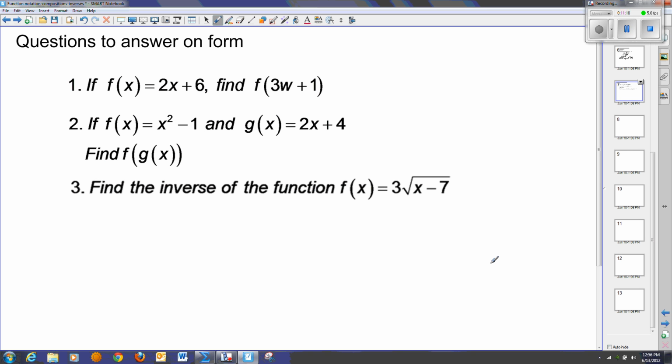Quick lesson today. So what I'm going to ask you to do is solve these 3 questions, put them on the form, and we'll discuss it tomorrow.